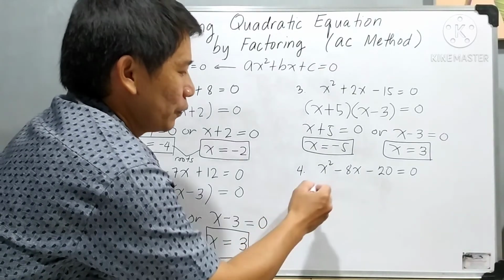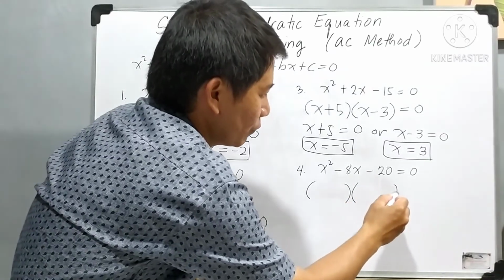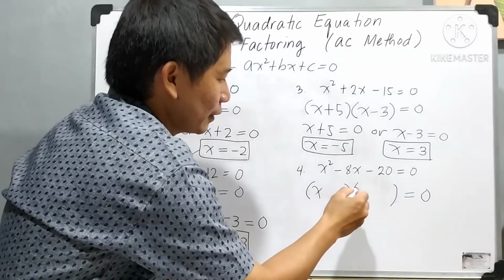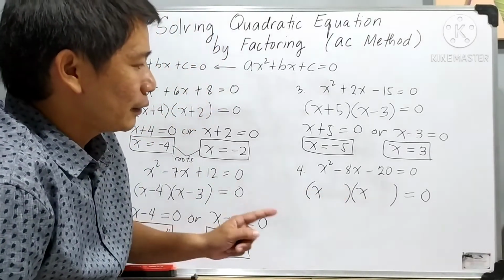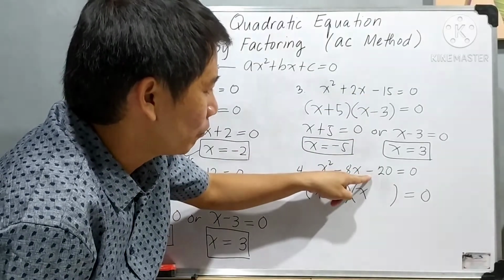So, gawa uli ng dalawang binomial factors is equal to 0. So, we have your x, another x here. Again, just like this number 3, since ang dulo natin ay negative, ganun pa rin.